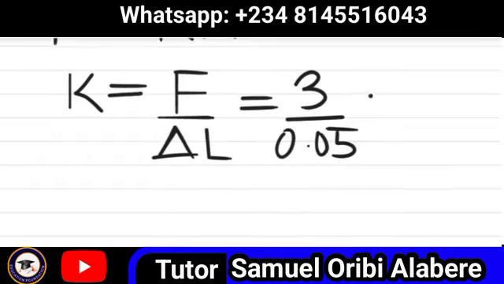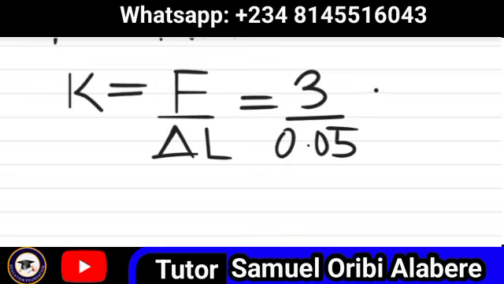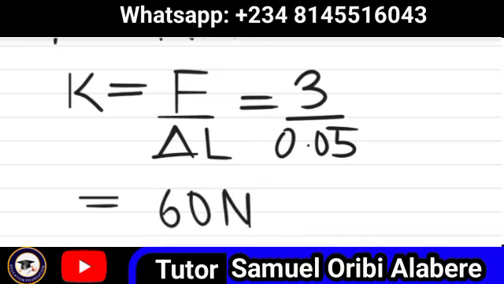So 3 divided by 0.05 will give us 60 Newton per meter. The Newton per meter is the SI unit in this case of the spring constant of the spring. So that's our answer, 60 Newton per meter.